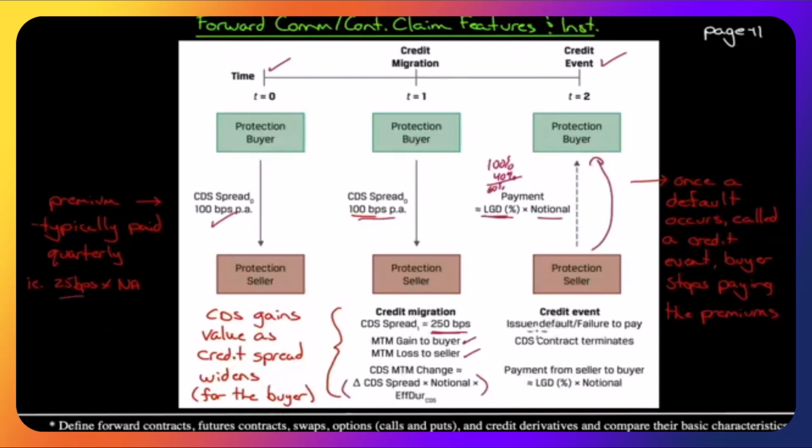So credit events, issuer default or failure to pay, the CDS contract terminates. It's the end of it, which means no more payments. The payment from the seller to the buyer is approximately equal to the loss given default times the notional. Once default occurs, called a credit event, the buyer stops paying the premiums. Very high level view. This is all we're doing at this point in time.